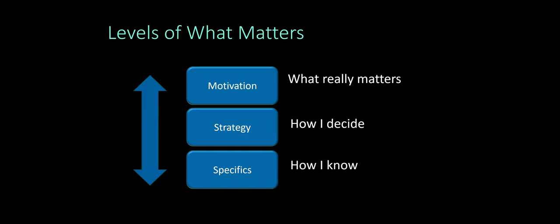So these are just some examples of how good communicators can use different types of questions to move people along. For example, in our book, Get to What Matters, we talk about three levels of meaning: motivation, specifics, and strategy. These things drive how people make choices and what it is they do. Specifics are how I know things, strategy is how I decide things, and motivation is what really matters to me, my beliefs and values.